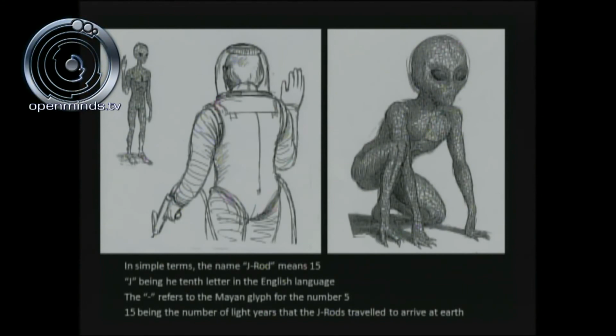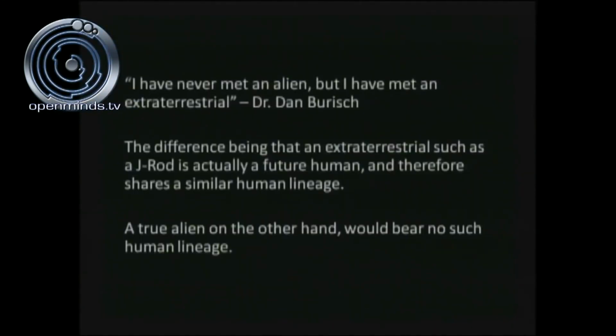I mean, we've heard this before. In its simplest terms, J-rod means 15, because J on the computer keyboard is the 10th letter in the English language. The dash or rod was symbolic of the Mayan glyph that indicated the number 5. So you put those together, you get 15. That's also symbolic because he traveled from 15 light years away to get to Earth. So that's the definition of J-rod and how he got his name.